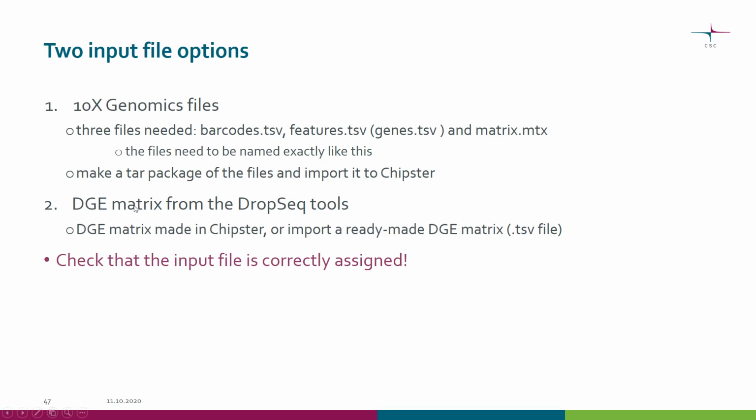Alternatively, as I said, if you have drop-seq data, you probably at this point have a matrix of gene expression values. You can produce that in Chipster, starting from the FASTQ files, or you can also import a ready-made digital gene expression matrix. When you come with these files to Chipster, it's important that you assign the input file correctly. So you need to indicate, is your file this type or that type? And one thing to remember, of course, is that this file can be zipped so there is no need to unzip it.